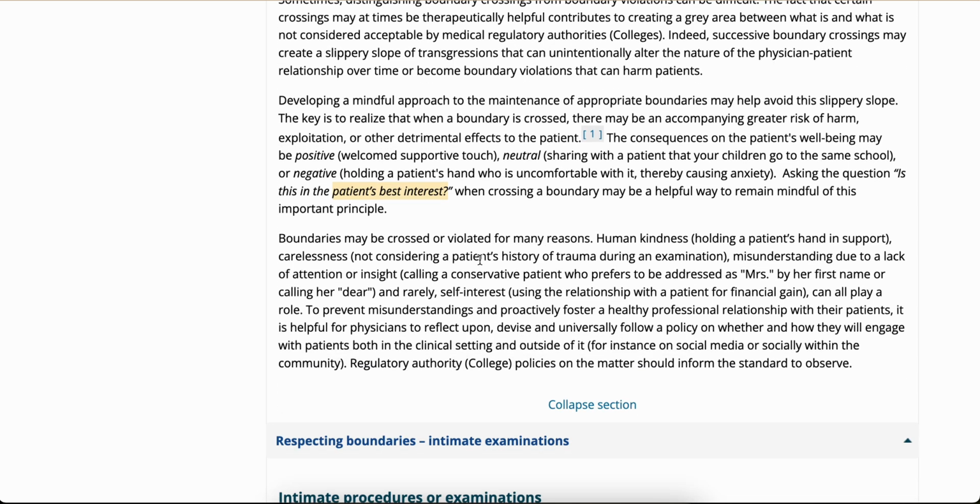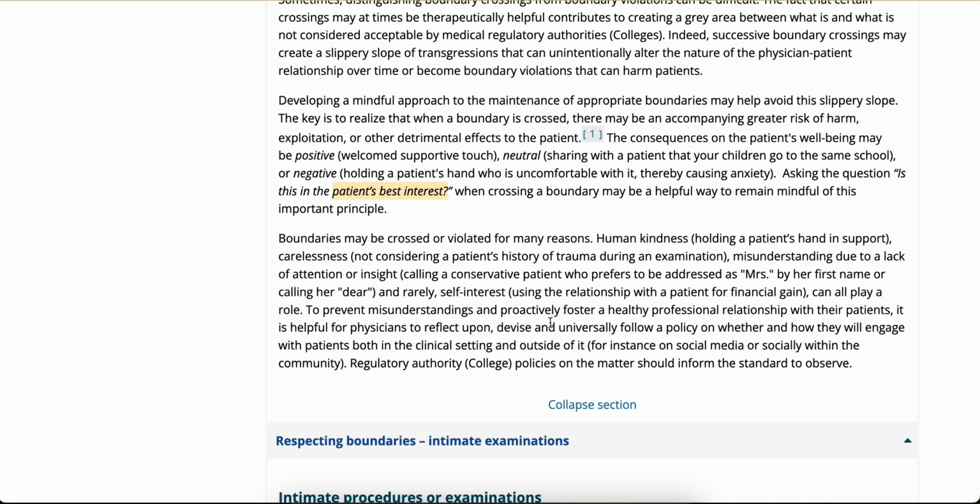Boundaries may be crossed or violated for many reasons: human kindness, such as holding a patient's hand in support; carelessness, such as not considering a patient's history of trauma during an exam; misunderstanding due to lack of attention or insight, such as calling a conservative patient who prefers to be addressed as Mrs. by her first name, or calling her dear; or, rarely, self-interest, such as using the relationship with the patient for financial gain. All can play a role.